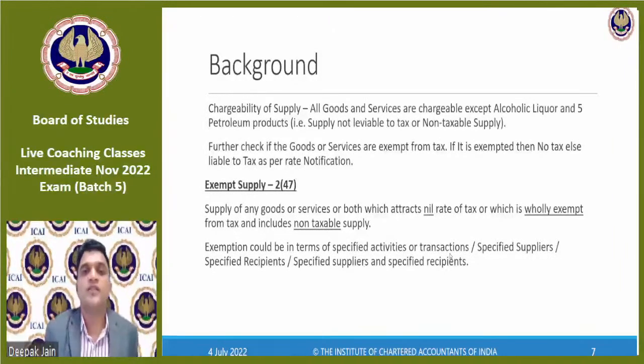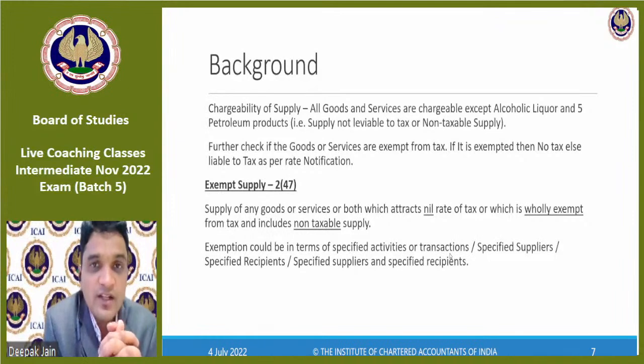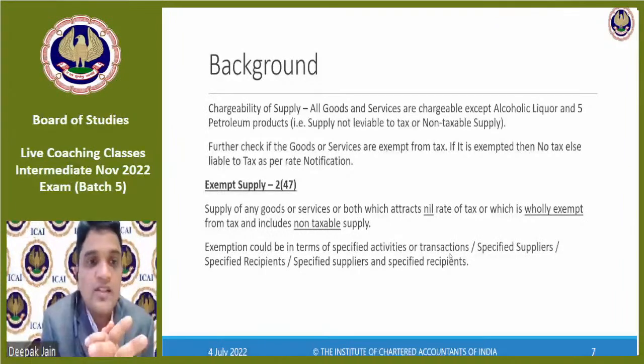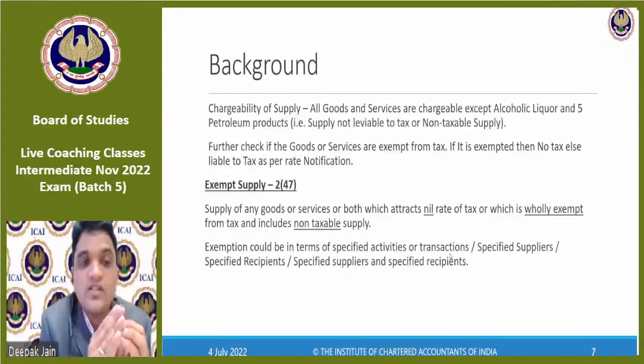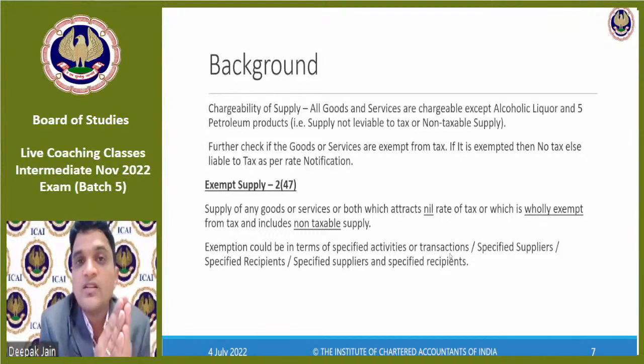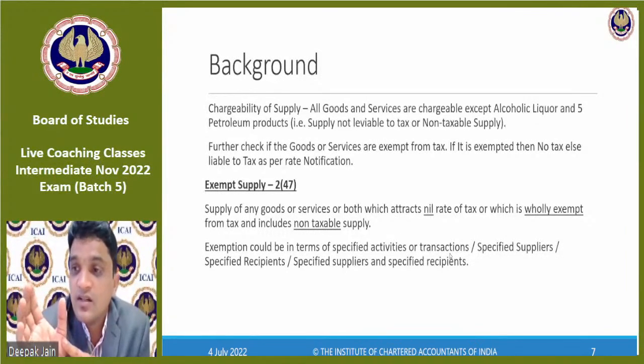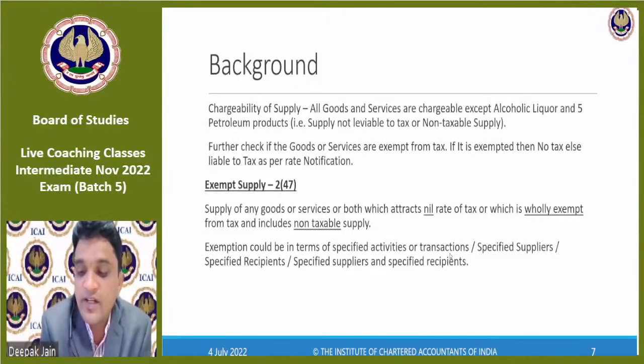Now, what is the definition of exempt supply? Section 2 subsection 47 gives the definition of exempt supply. It says supply of any goods or services or both which attracts nil rate of tax or which is wholly exempt from tax, and it also includes non-taxable supply. So there are 3 different variables in this. Supply of goods or services which attracts nil rate of tax. What is nil rate of tax? There's a rate notification, right? In that rate notification, if the rate specified is nil, it means it is a nil rated supply.